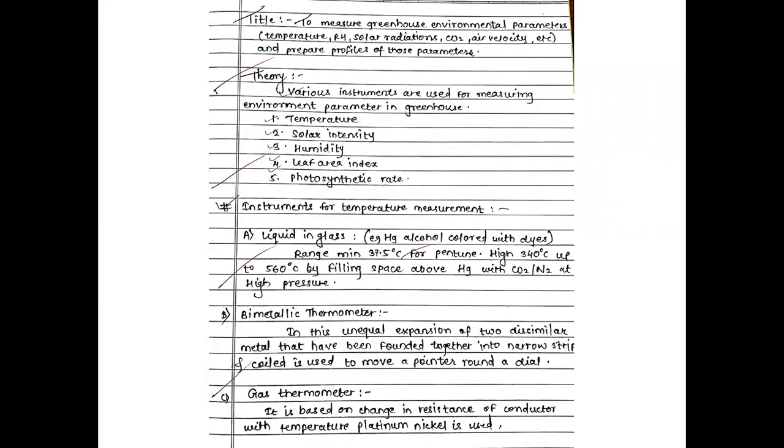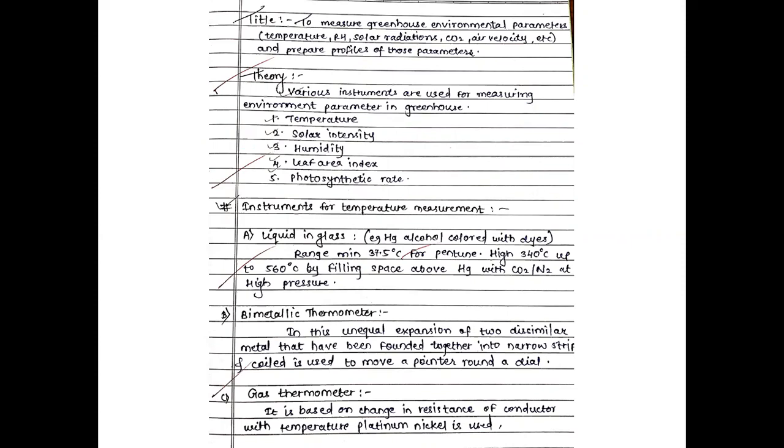Title: to measure greenhouse environmental parameters, temperature, RH, solar radiation, CO2, air velocity, etc., and prepare profiles for those parameters. Theory: various instruments are used for measuring environmental parameters in a greenhouse. First, temperature. Second, solar intensity. Third, humidity. Fourth, leaf area index. Fifth is photosynthetic rate.